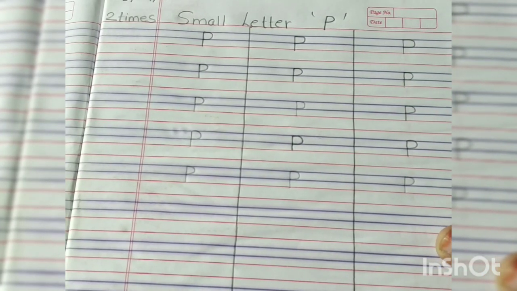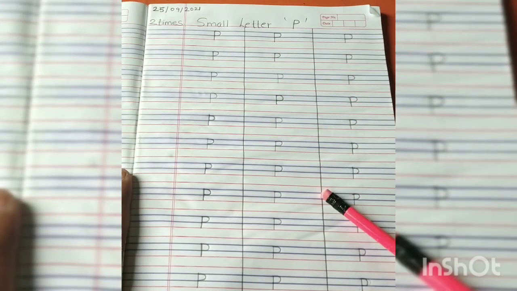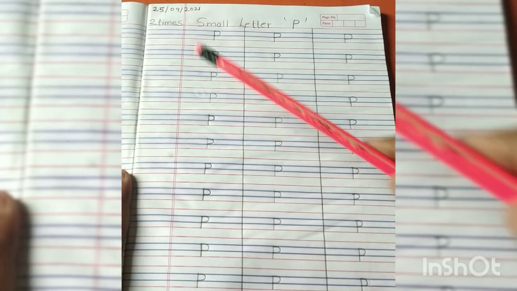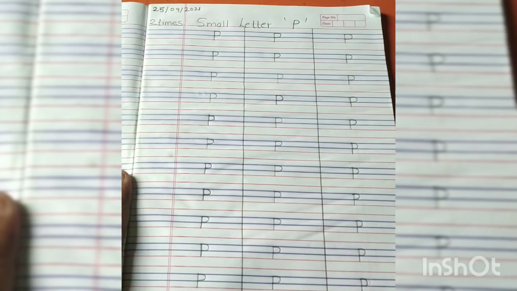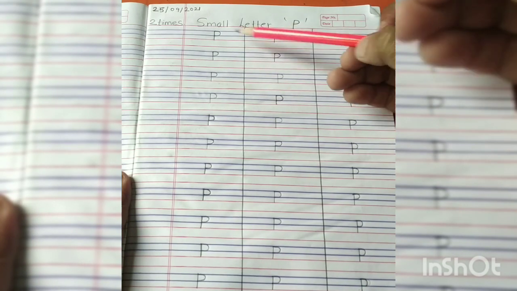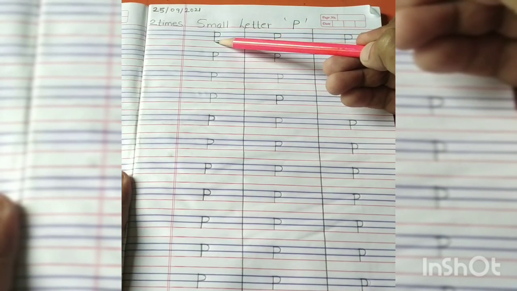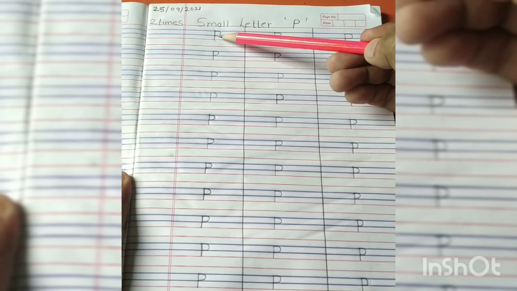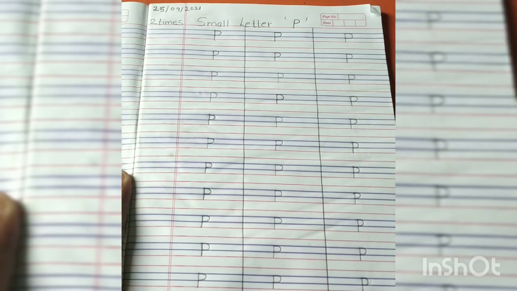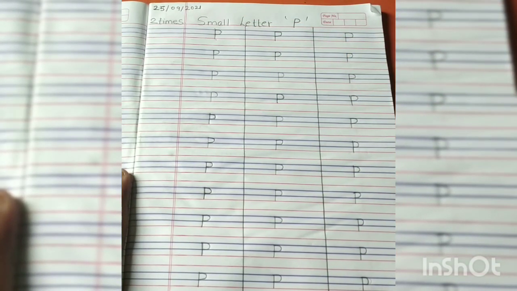I hope you understood, children. See, children, this way you have to write small letter P. You have to write small letter P 2 times in your English notebook. Write small letter P from first blue line to second red line and draw a curve in between blue lines. Okay, this is small letter P. Parents, please help your kid to write small letter P.